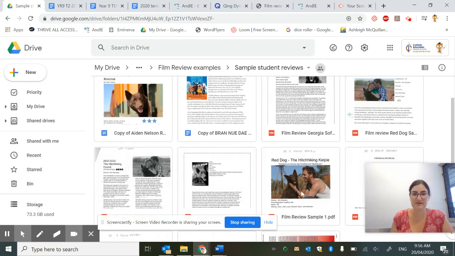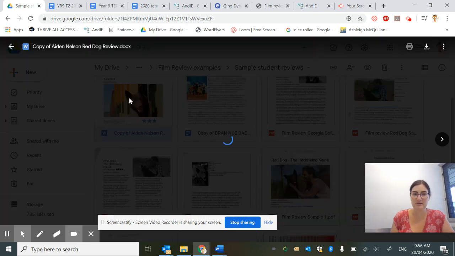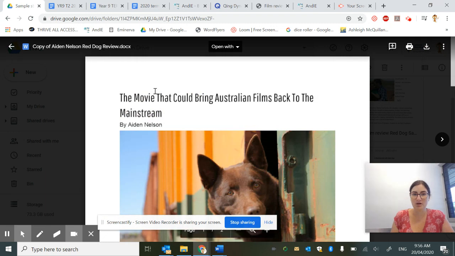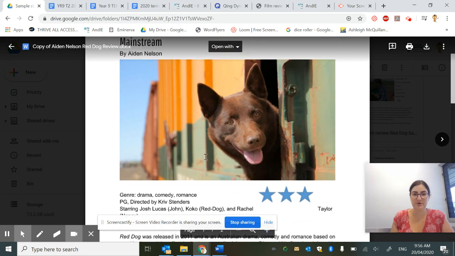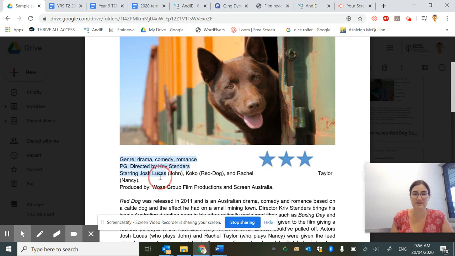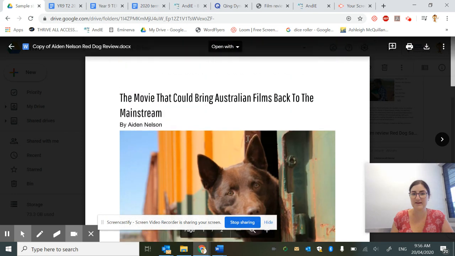All right, so you can see here what they actually look like. This one is Aiden's. So there's your title, obviously his name. You've got the picture, the genre, PG, the director, who it's starring, the production company, how many stars. Okay, so that's what the layout should sort of look like.